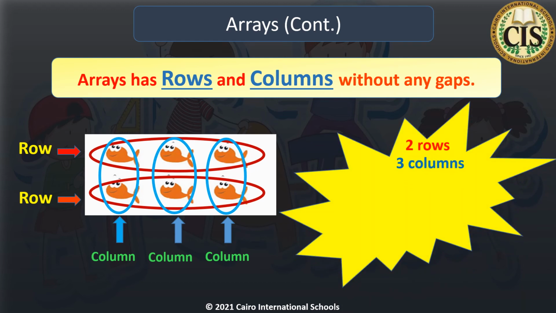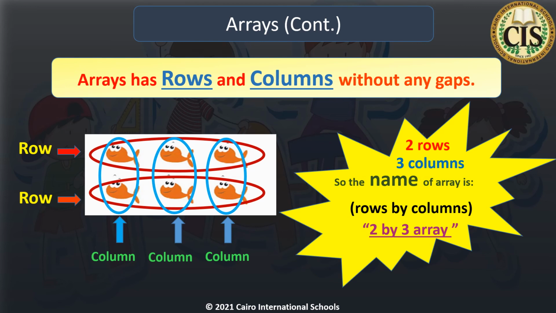Now we want to give this array a name. We said that the name of the array is rows by columns. Don't forget, rows must come first. How many rows we have here? We have 2 rows, so we must write 2. And the word by, how many columns? 3 columns. And don't forget to write the word array. So this is a 2 by 3 array.